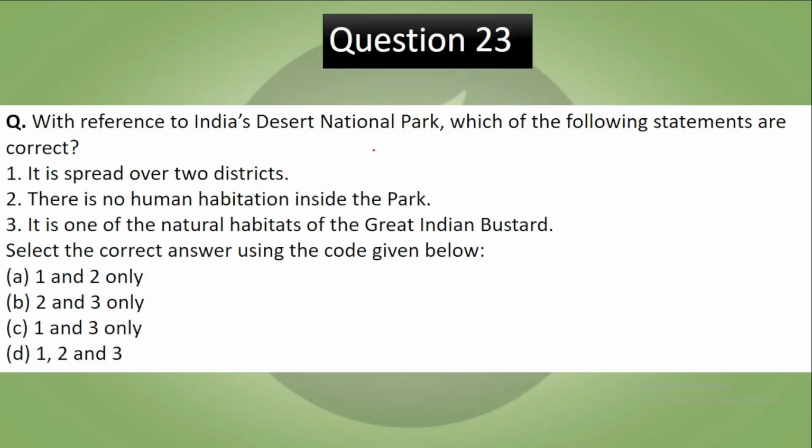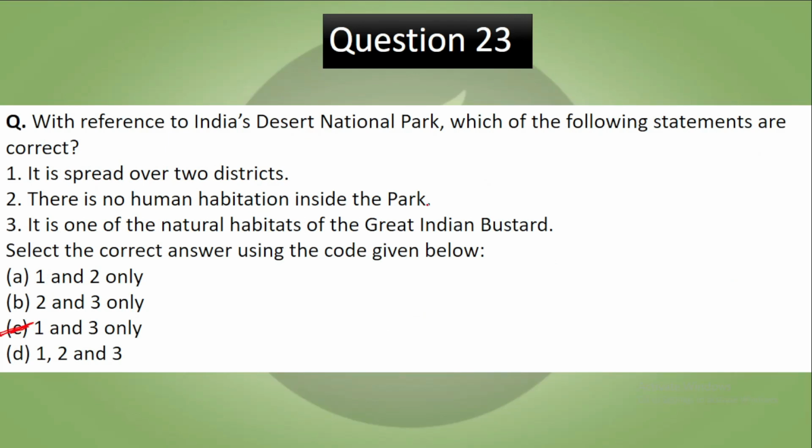With reference to India's Desert National Park, which of the following statements are correct? It is spread over 2 districts. There is no human habitation inside the park. It is one of the natural habitats of the Great Indian Bustard. Select the correct answer using the code given below. Pause the video, try to answer. Now let's see the answer. So your correct answer to this is C, 1 and 3 only.